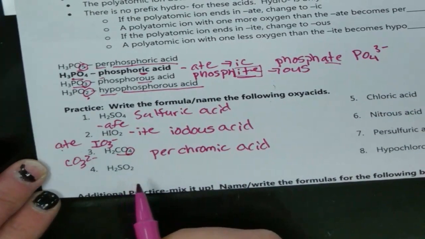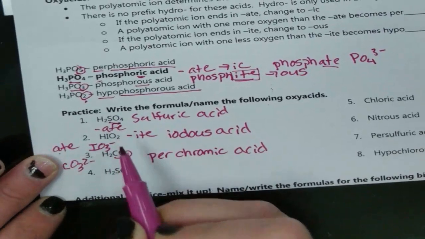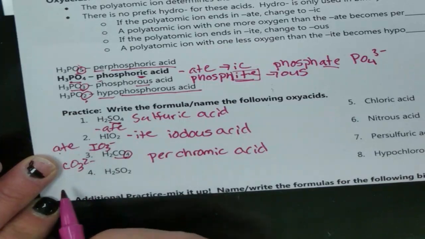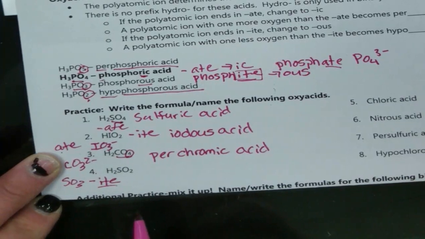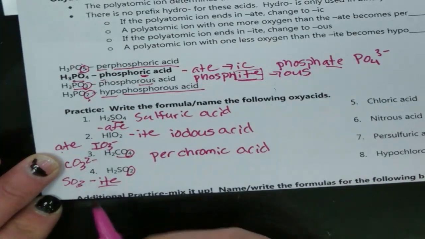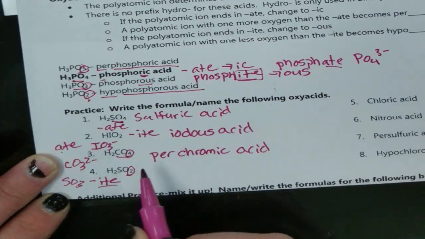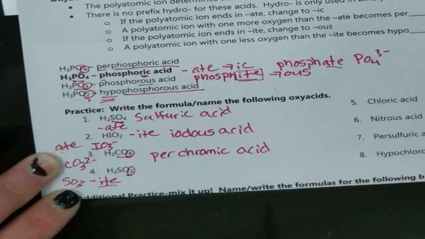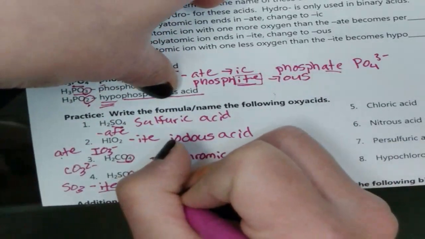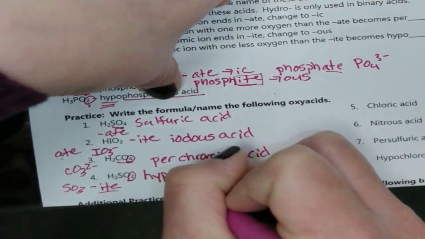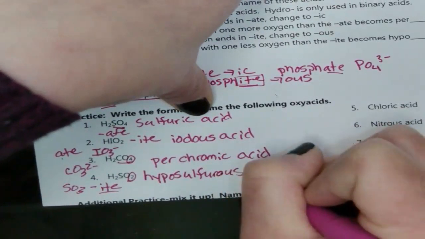All right, SO2. We saw that the -ate, SO4, is sulfate. SO3 is sulfite, -ite. I have 1 less oxygen than the -ite. So the -ite is going to become an -ous, and I'm going to add in this hypo as well since I have 1 less oxygen. So this is going to be hyposulfurous acid.